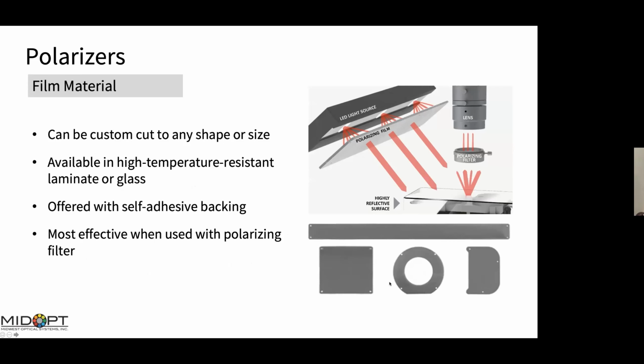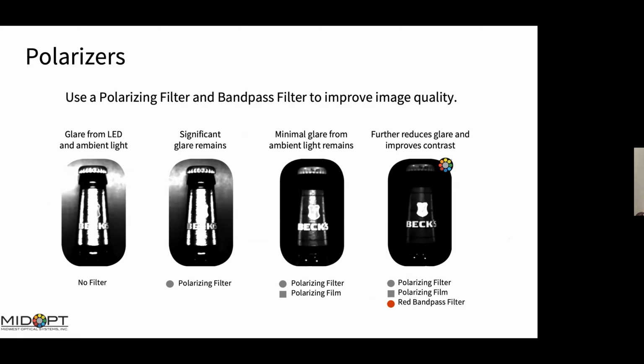Something else that you'll want to remember is that when you're dealing with a polarizer, you want to polarize both your lens, which you might be used to, a polarizing filter for your lens, but then you also want to add polarizing film to your light source. This film comes in different shapes and sizes and can be custom cut to your light source, offered in film and glass, depending on the robustness that you need. But the important thing to remember is you have to polarize both. Polarizing one or the other is not going to effectively reduce that glare.